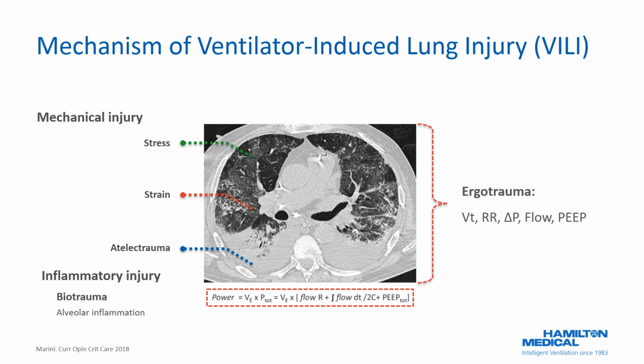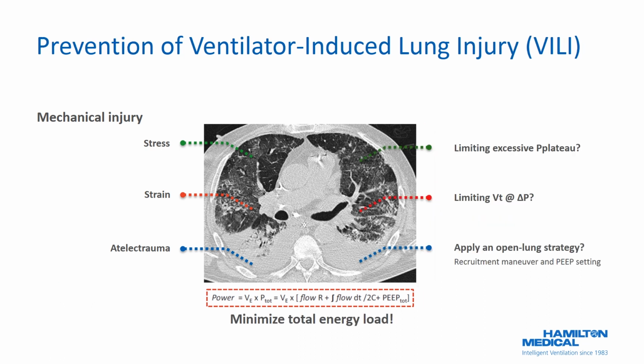The ergotrauma caused by ventilation power is conditioned by several forms of stress focusing that occur within the mechanically non-homogeneous injured lung. Therefore, limiting plateau pressure, tidal volume, and driving pressure, and applying an open lung strategy utilizing alveolar recruitment maneuvers and PEEP, can minimize the total injury load applied to the lung.